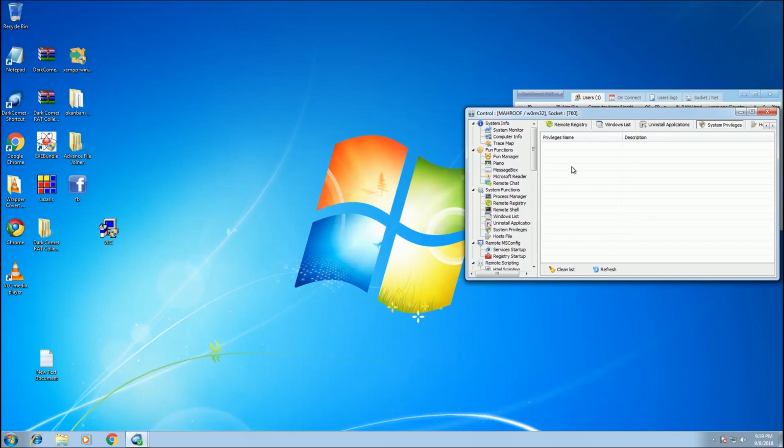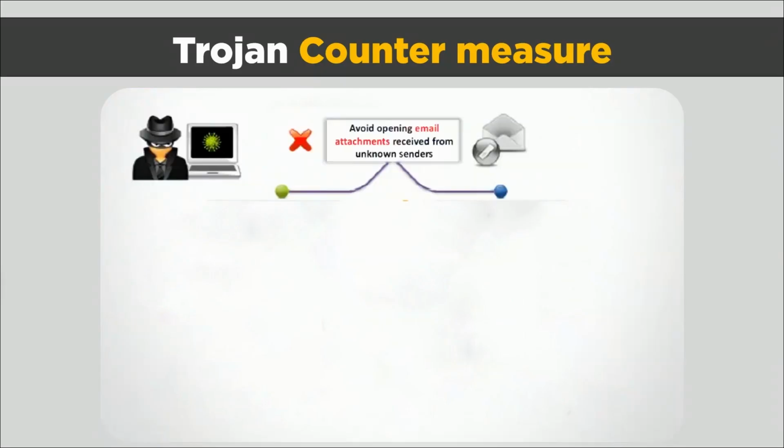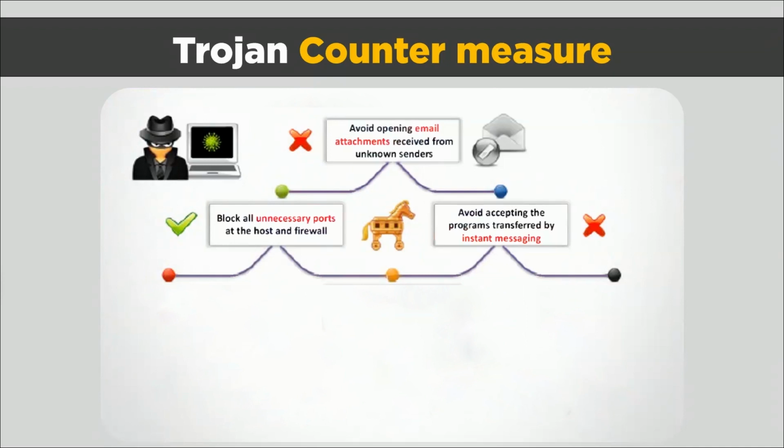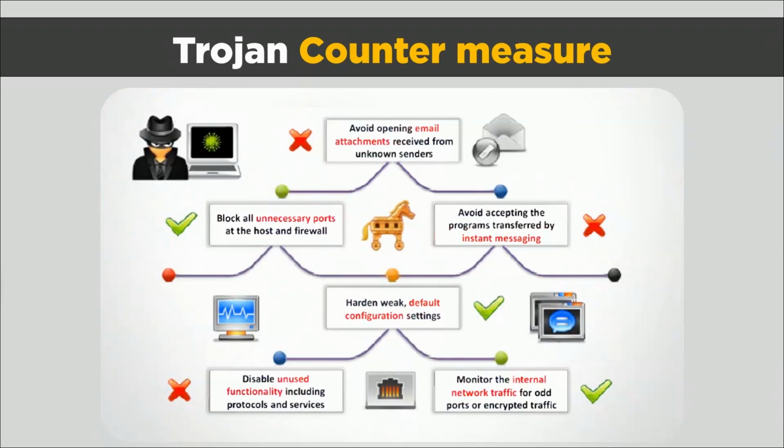Finally, these are some of the countermeasures for Trojans. That is how we protect ourselves against Trojans. Avoid opening email attachments received from unknown senders. Block all unnecessary ports at the host and firewall. Avoid accepting programs transferred by instant messaging. Harden weak default configuration settings. Disable useless functionality, including protocols and services. And monitor the internal network traffic for odd ports or encrypted traffic.